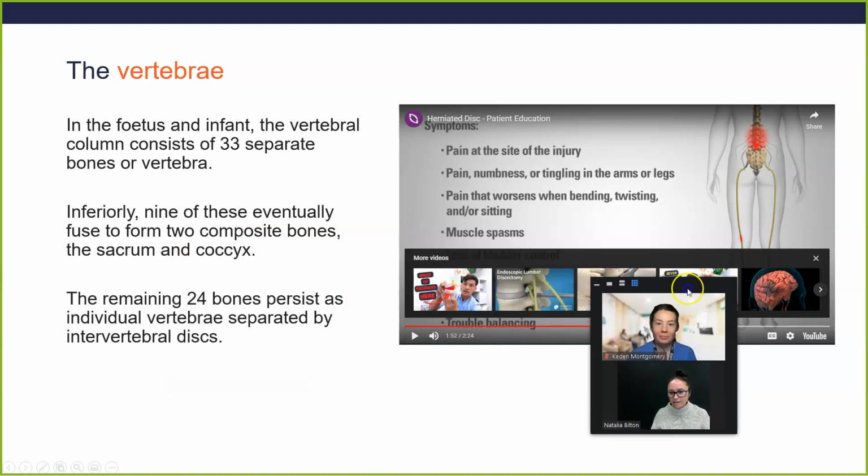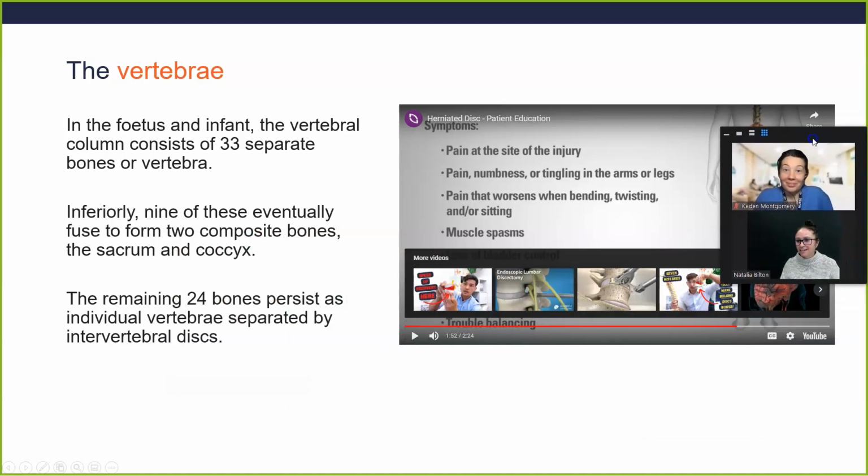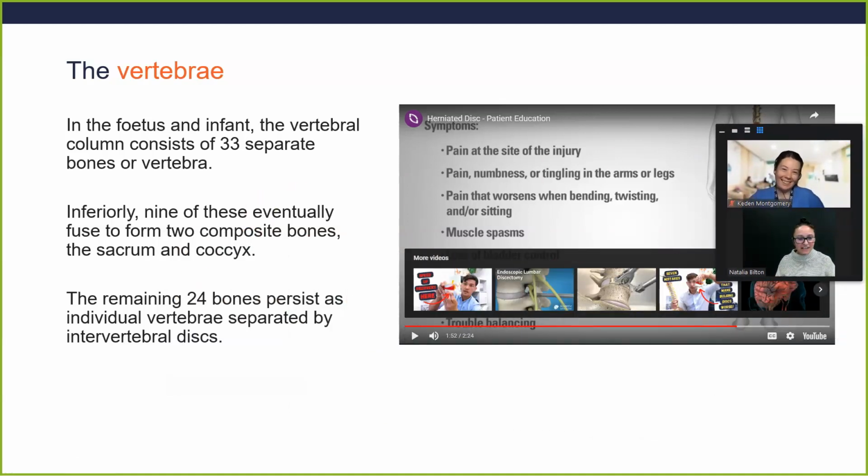Okay, I like how they do the little proviso at the end. Yeah, so just a little bit about those discs and what actually happens with them.